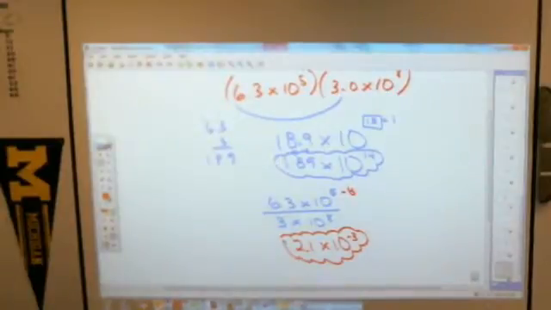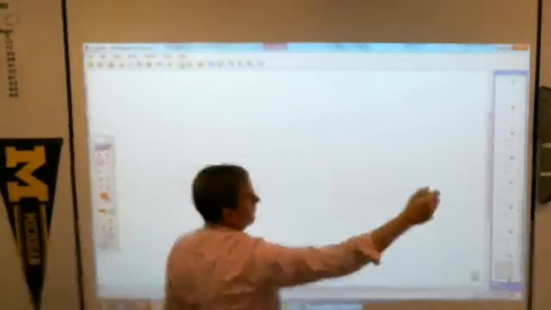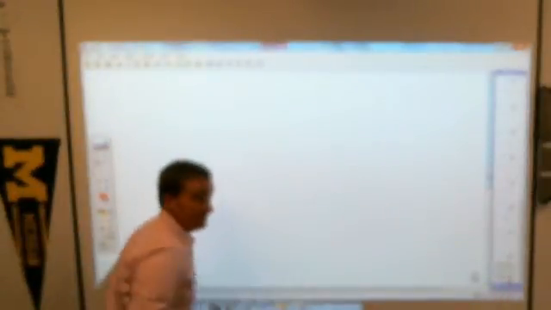Now, blank piece of paper, because this is where things get a little tricky. And put on top: greatest common factor.